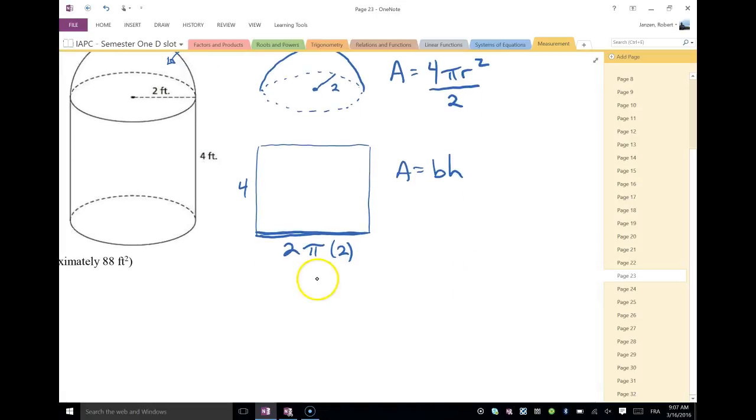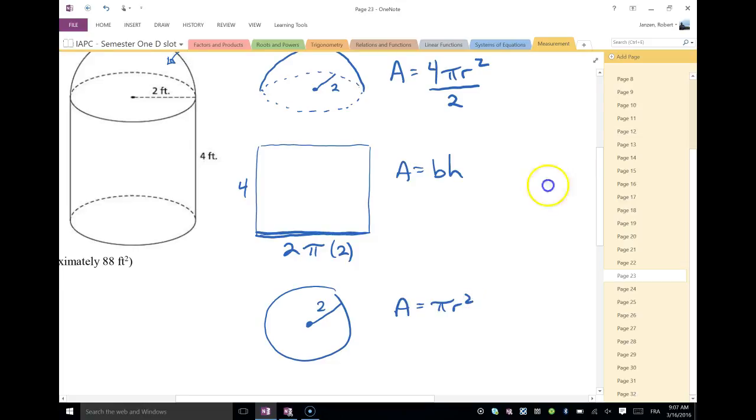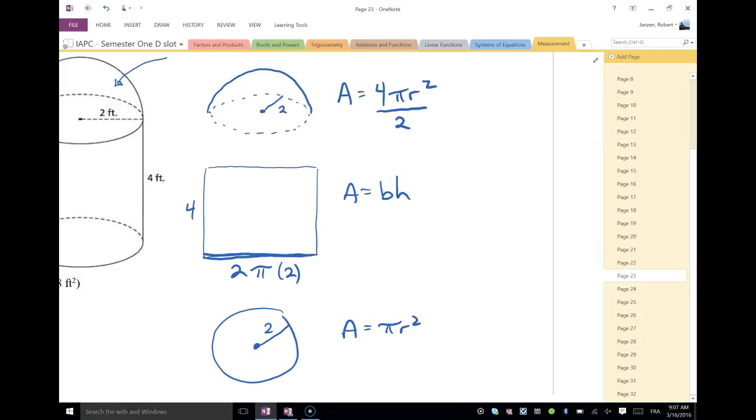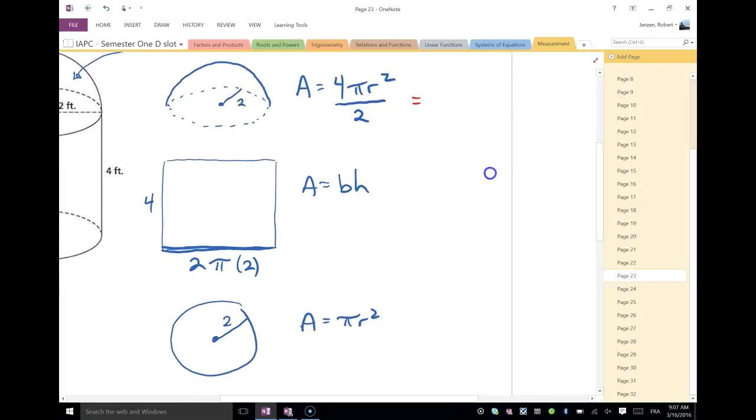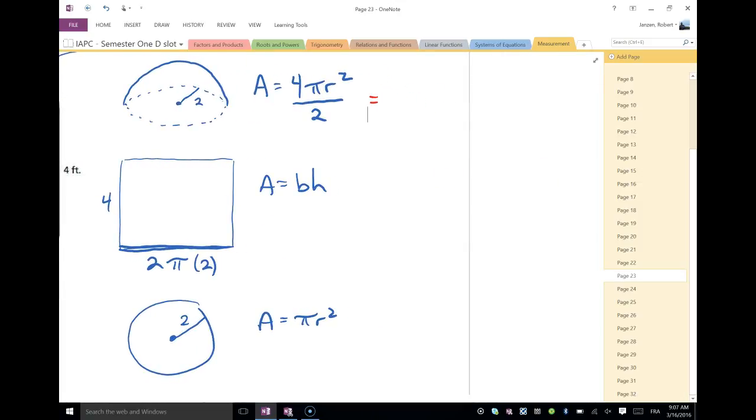And then the last shape is the bottom. It's a circle. Has a radius of 2, and the area of a circle is pi r squared. So there we have it, the different views of that shape. What we're going to do now is calculate each individual area. I'm going to do it two ways. I'm going to do the exact values, and then I'll use a calculator.